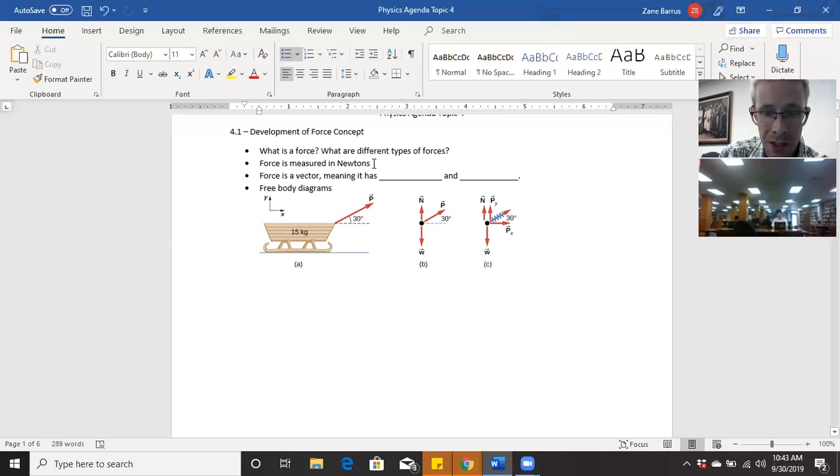Now, forces are measured in newtons. So the unit of force is the Newton. Just memorize that. It's the newtons.